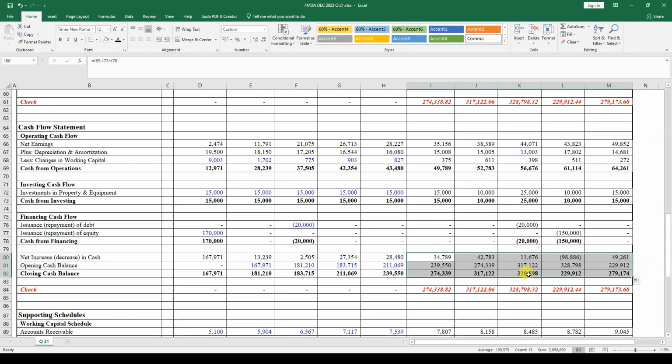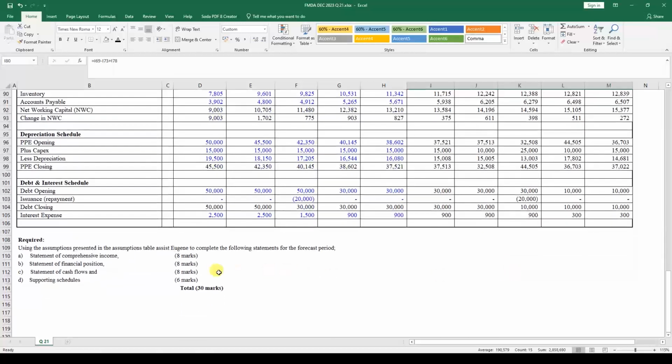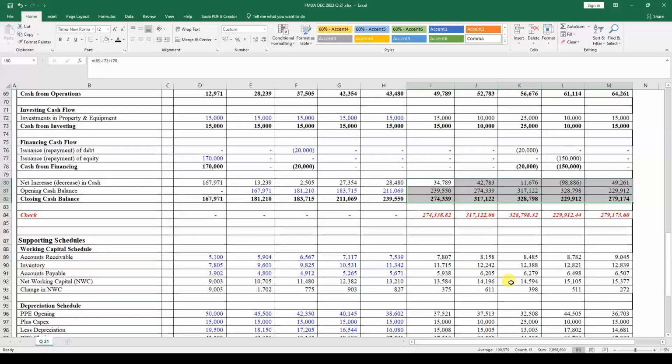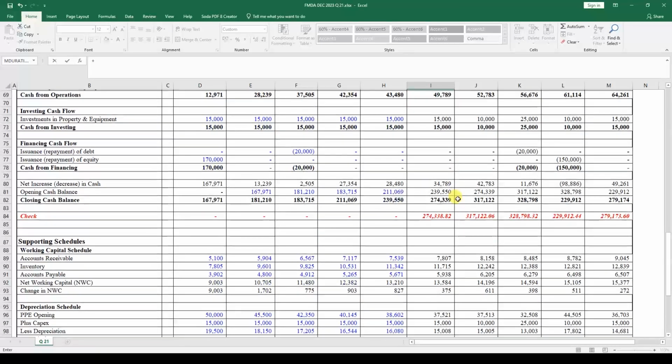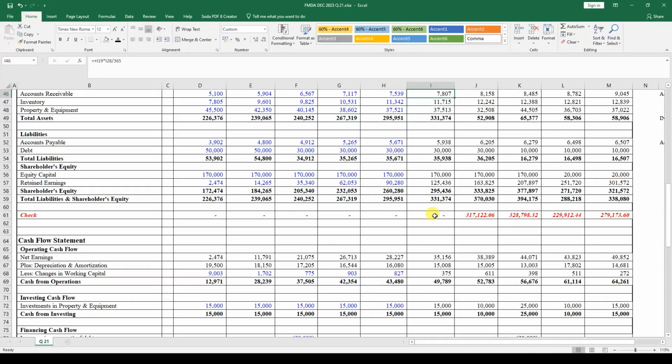Now to test whether this is actually going to balance, because we are through answering the statement of comprehensive income, statement of financial position, statement of cash flows, and the supporting schedules, we can see that it's still not balancing. Remember what I had mentioned, that the cash balance is the balancing figure right here. So let's see if it's going to balance. We link this cash value with the closing cash balance right here, and you can see it has balanced.